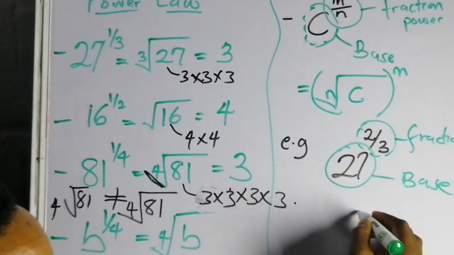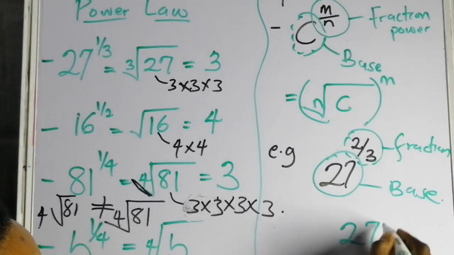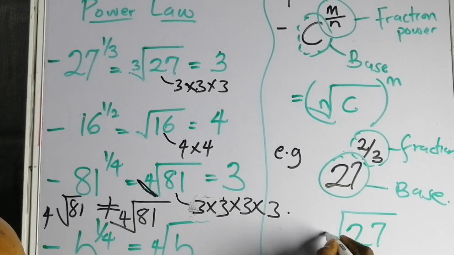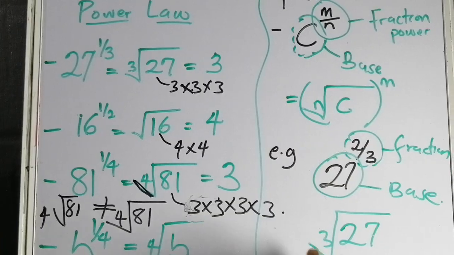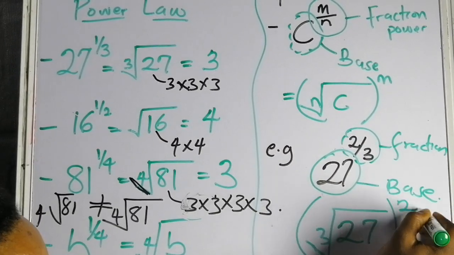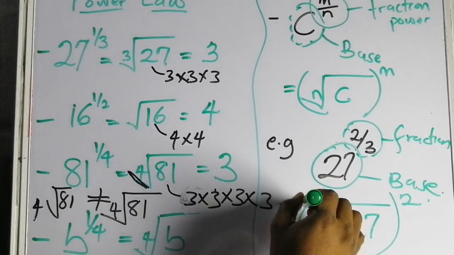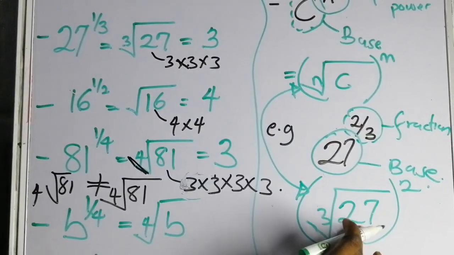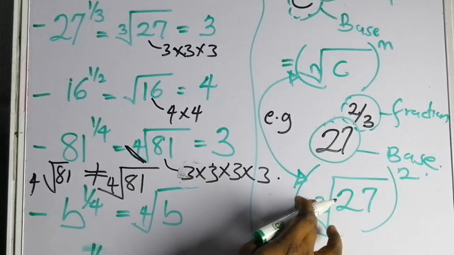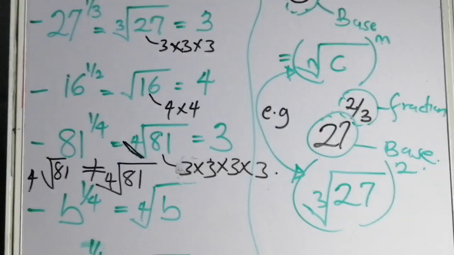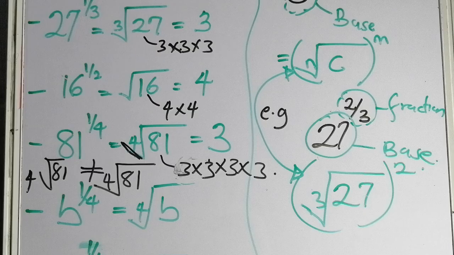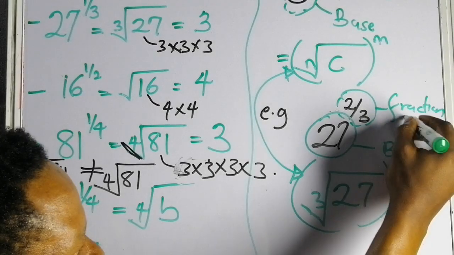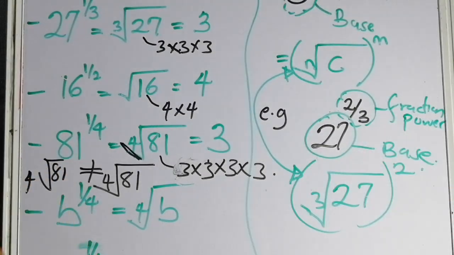Look at the denotation. This one is the same thing as the 3rd root of 27, that's 3. You see that my 3 is inside, all raised to power what? 2. So it's the same thing as this notation here. So what's my C here? My C here is 27. My n here is 3. Then my m here is 2. So that is the fraction power law. This is, if I'm not mistaken, the last law that we have under indices.